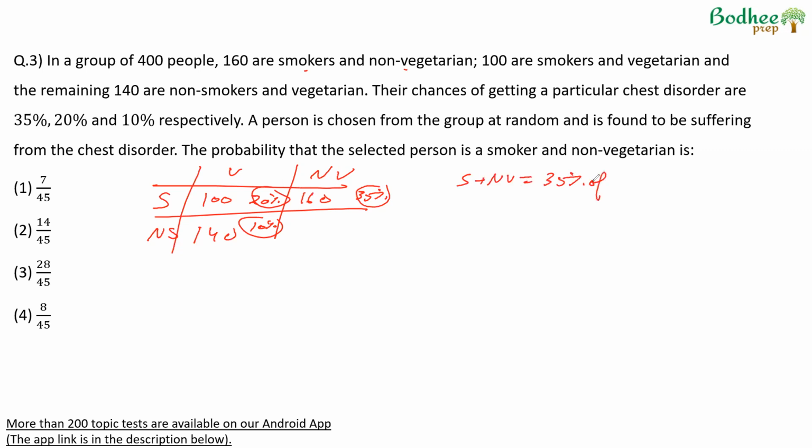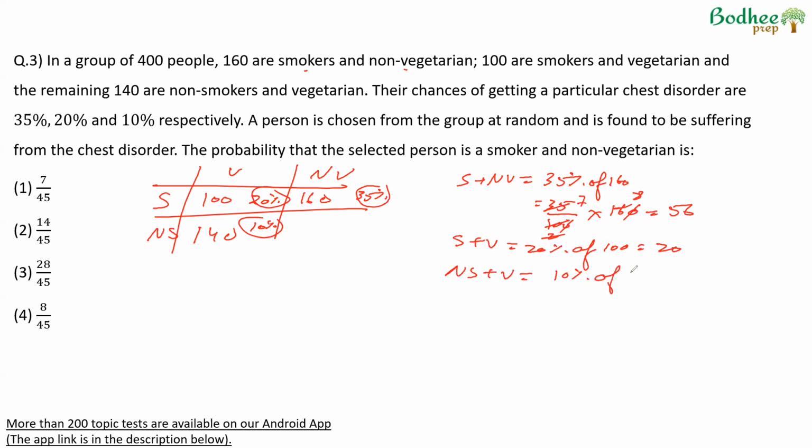35% of 160, which is 35 upon 100 into 160, that is 56. How many smoker vegetarians are expected to have a chest disorder? 20% of 100, which is 20. How many non-smoker vegetarians are expected to have the disorder? 10% of 140, that is 14.